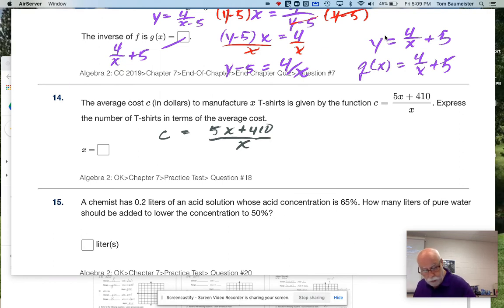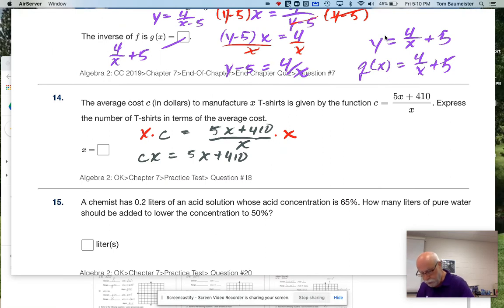So first thing you would do is you would say, well, I have an x on the bottom. Why don't I just multiply both sides by x? All right, so if I do that, then I'll get c times x is equal to, and I just put it in alphabetical order, 5x plus 410.